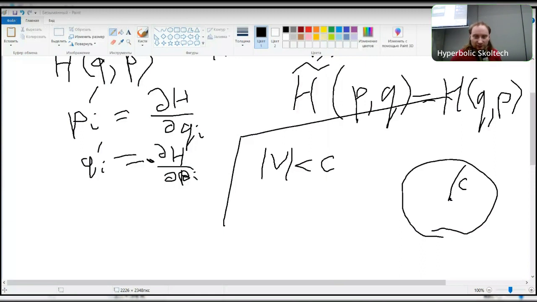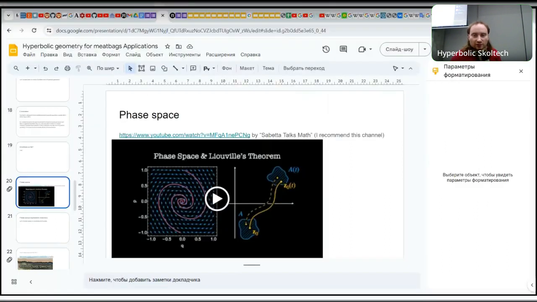So I will answer to this later. Okay, so this is a formulation for phase space. Actually, I recommend the channel of the author.